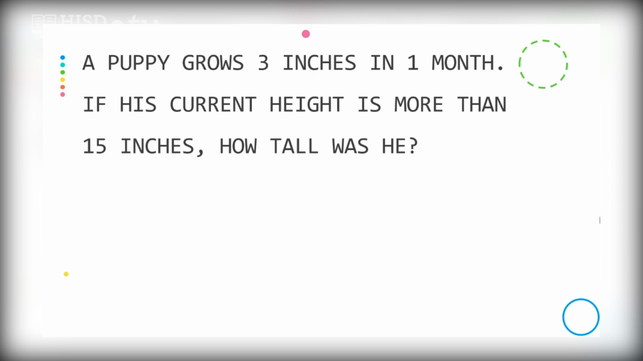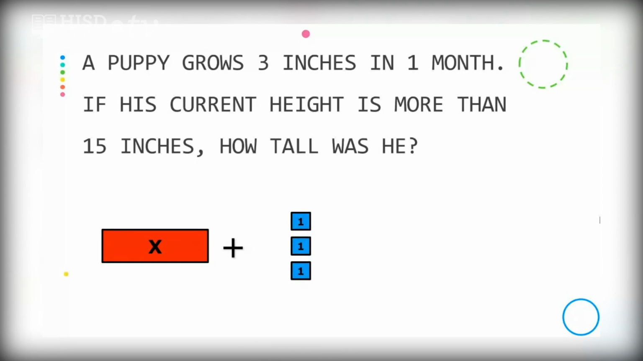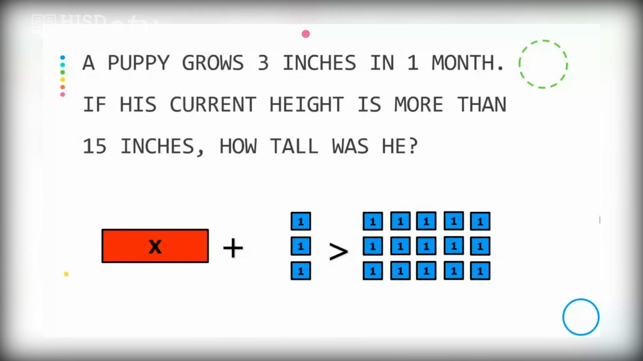And now the problem says a puppy grows 3 inches in 1 month if his current height is more than 15 inches. How tall was he? So basically, we are going to start by getting a variable, which is the x, and that represents the height that he was before he grew the 3 inches. And now I just have to add the 3 units representing the 3 inches that he grew on that month. I know that this is going to be higher than 15 inches, which is his current height.